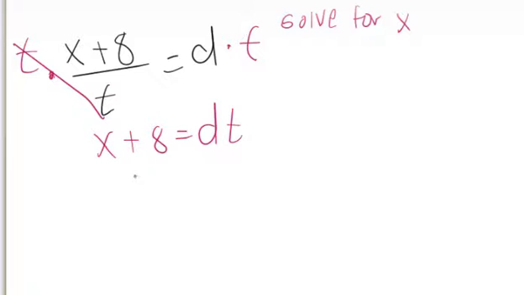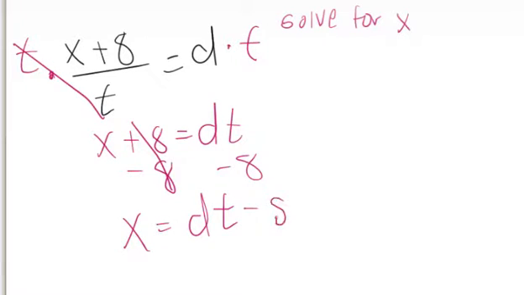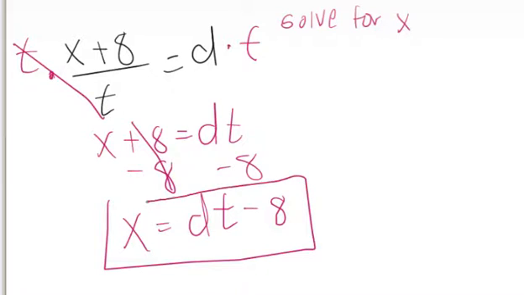Now we got to get rid of the 8, so I can subtract it from both sides. That goes away, so I get x equals dt minus 8. That's a literal equation, meaning it has multiple variables. So we actually have multiple variables left in our answer. There's no actual numerical value for x here because we don't know what d or t stands for.